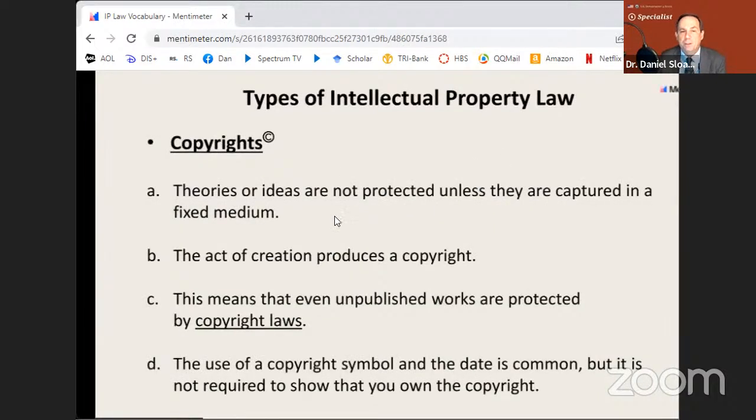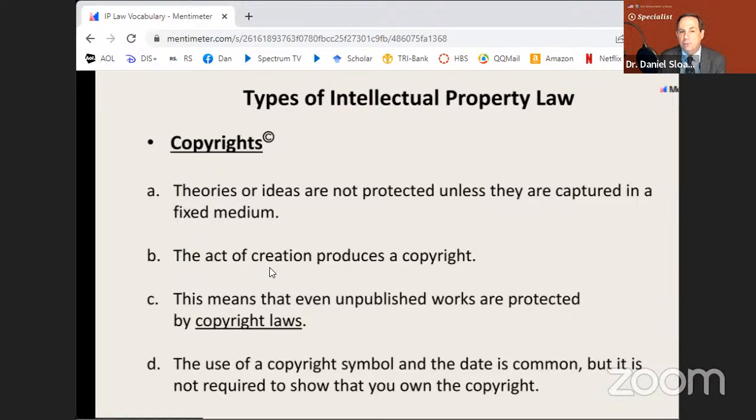Okay, so theories or ideas are not protected unless they are captured in a fixed medium. And that medium means it has to be recorded, like on streaming video like we're on now, or in a book, or literature, or written work, a music composition.